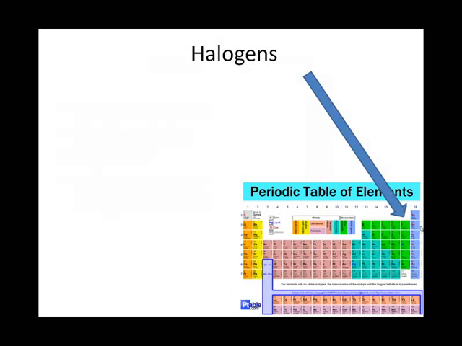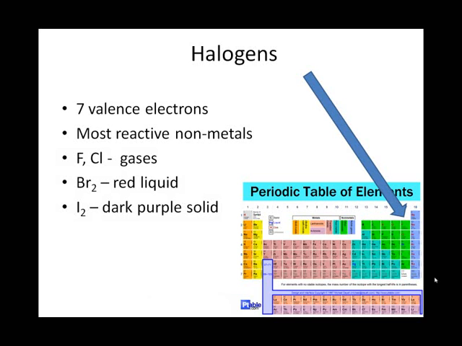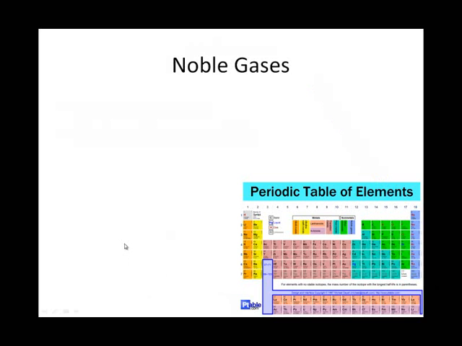And then way over here in group 17 we have the halogens, and they have 7 valence electrons. They are the most reactive nonmetals. Fluorine and chlorine are gases at room temperature. Bromine is a red liquid at room temperature. And iodine is a dark purple solid. Astatine is actually a synthetic element, so it's man-made. So really very, very diverse in terms of its physical properties.